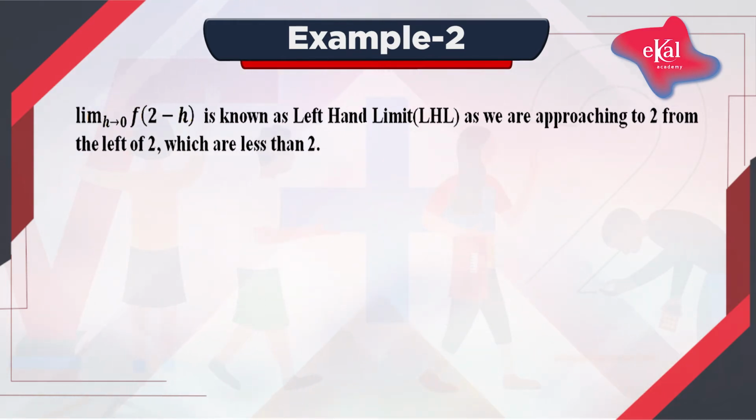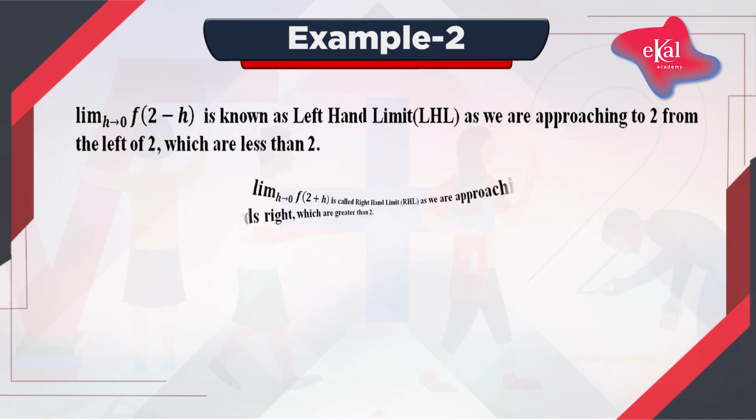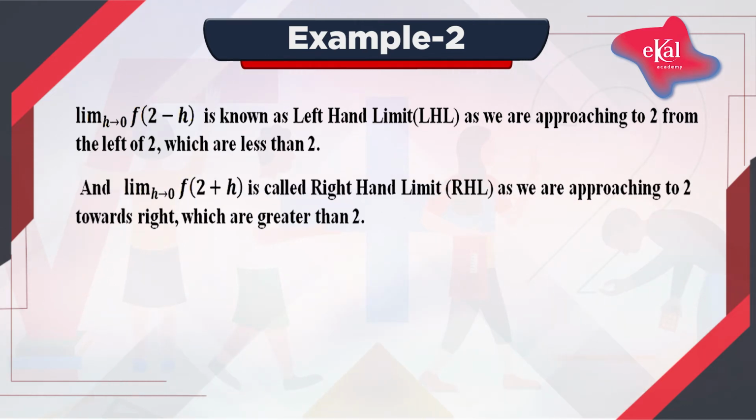The value limit h tending to 0, f of 2 minus h, we call it the left hand limit, as we are approaching 2 from values less than 2. And limit h tending to 0, f of 2 plus h, we call it the RHL, because we are approaching 2 from values greater than 2, right of 2 we can say. Just before 2 and just after 2. So this is the left hand limit and this is the right hand limit.